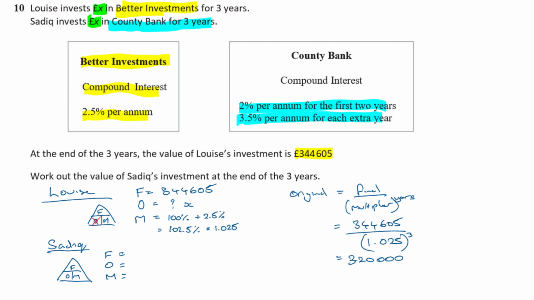Now this time we don't know the final. That's the one we're trying to find, isn't it? Okay, and we know the original was the same value that Louise started with. So he must have started with 320,000 as well.